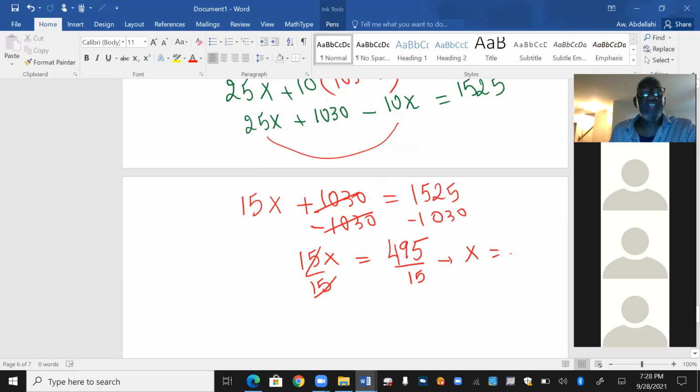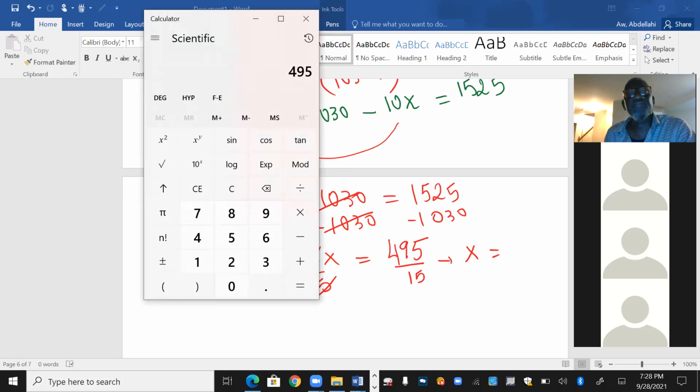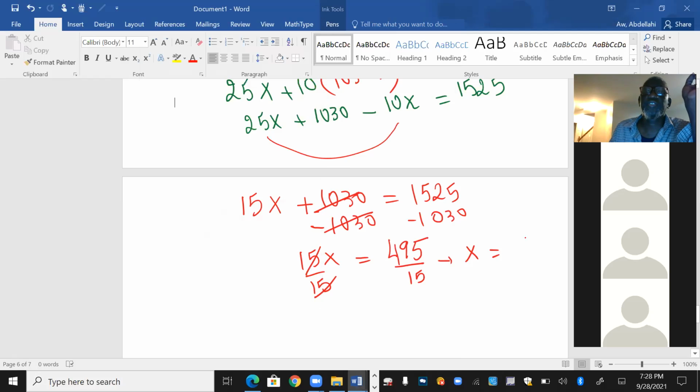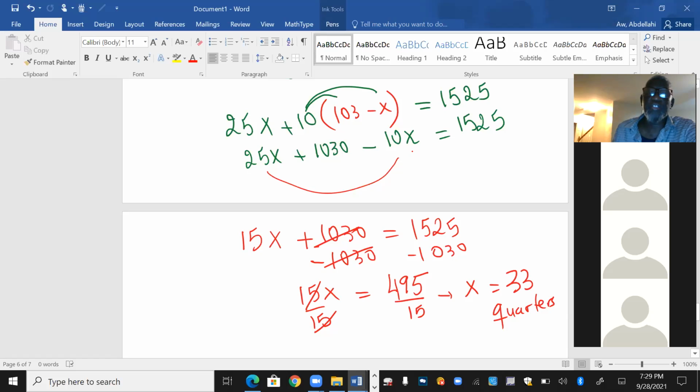So x is 495 divided by 15. How much do you get? 495 divided by 15 is 33. So we have 33 what? Quarters. That is the number of quarters. Remember, x represents quarters. So if you have 33 quarters, how many dimes are you going to have? 103 minus x, right? So d, or y, is 103 minus 33, which is 70. So we have 33 quarters and 70 dimes to get $15.25.